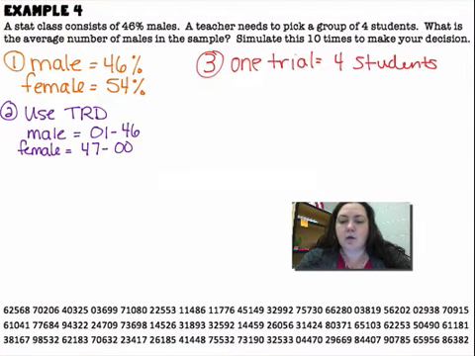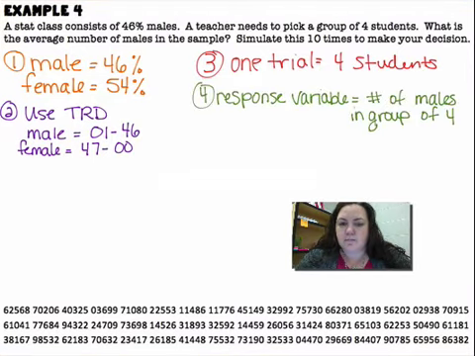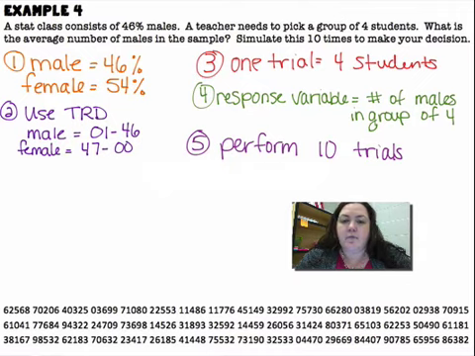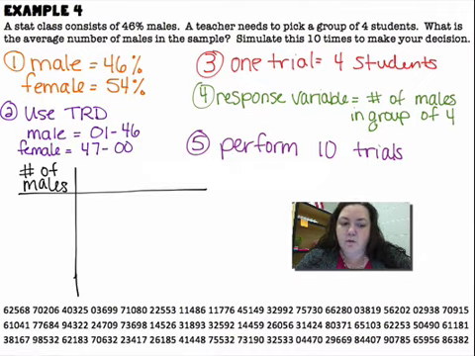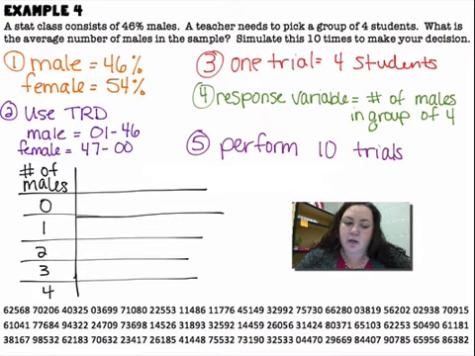All right, 1 trial is equal to 4 students. My response variable is the number of males in that group of 4 students. And I'm going to perform 10 trials. So I'm looking at 4 students at a time, but I'm looking at 2-digit numbers. So I need to look at 2-digit numbers and then look at 4 sets of 2-digit numbers. So my first set of 2-digit numbers, and then how many males were in that.